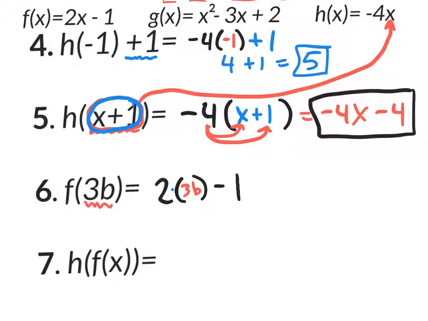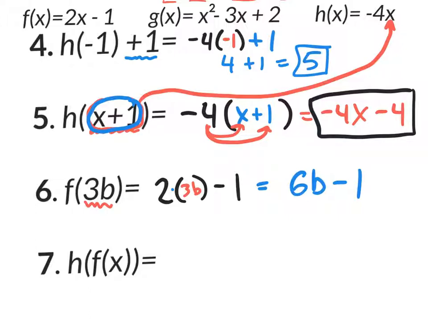And now we could actually simplify doing the math. 2 times 3b is what? 6b. 2 times 3b is 6b. That minus 1 at the end, you just bring it down and you're done. 6b minus 1 is your final variable expression for number 6.